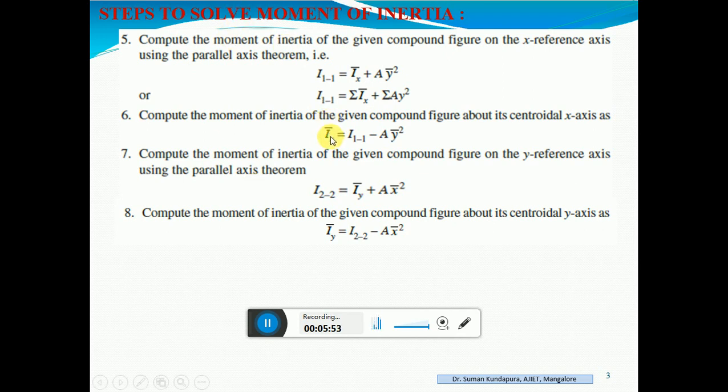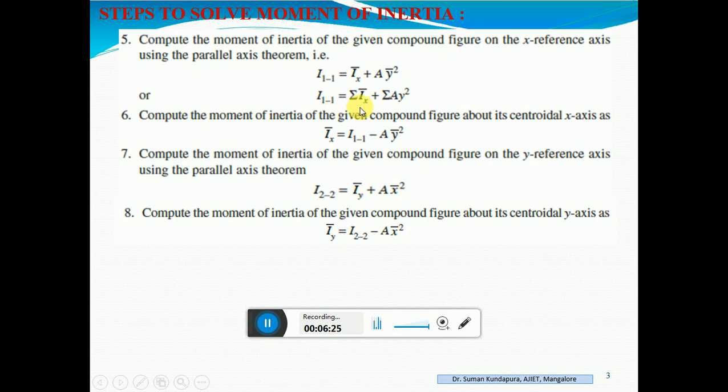Okay, so you can find out the moment of inertia of the compound figure about the centroidal x-axis. Similarly, compute the moment of inertia of the given compound figure about the y reference axis using the parallel axis theorem. So, if there is a 2-2 axis, as you saw in the derivation, for I22 we have Iy bar plus A x bar squared.